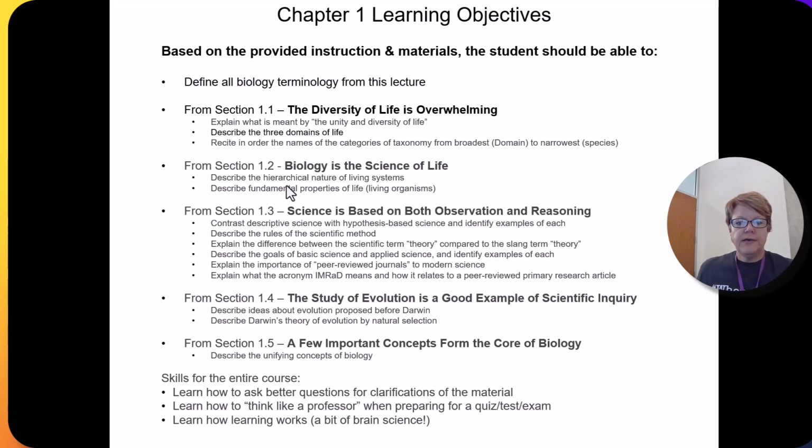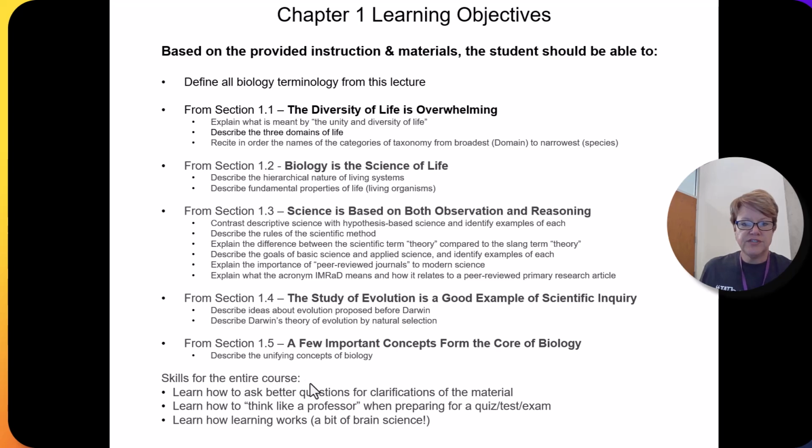Okay, so I have all these learning objectives, which could be really used directly as a review sheet. Explain what is meant by the unity and diversity of life. Describe the 3 domains of life, etc. Those things will make more sense once you have watched the lecture. You may want to watch the lecture more than once.